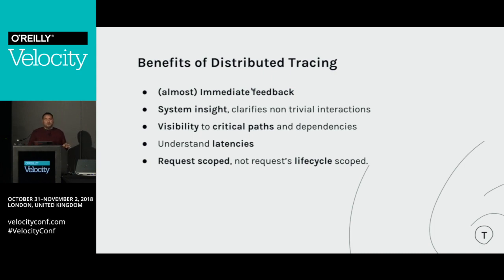But let's focus on the benefits. Because distributed tracing will provide request-scoped, actionable feedback, right? It provides you system insight because it clarifies non-trivial interactions and gives visibility to critical paths and dependencies. And now I will tell you about critical paths. Because not every piece of what happened in a request is critical, right? And this is something that Google discovered when they were on the journey of splitting a monolith into microservices. And they discovered that they were dedicating time and effort to improve operations that were not affecting user latency, right?